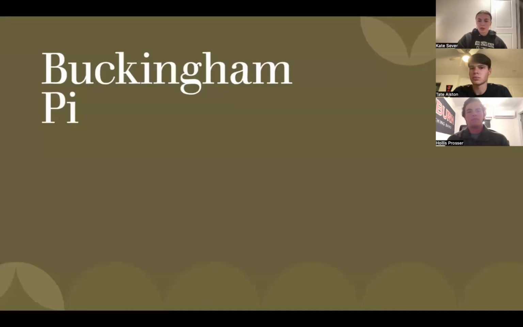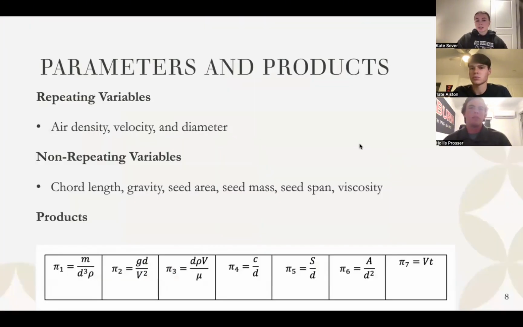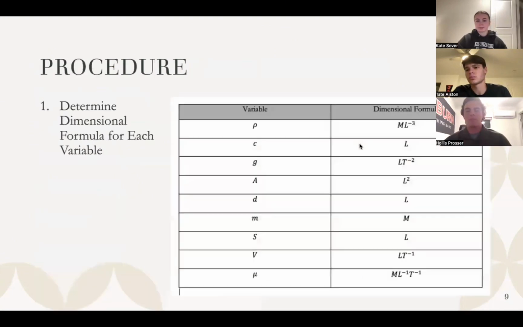A large portion of our experiment was based on Buckingham pi, because this is how we evaluate which variables actually affected the descent time. For our experiment, we used air density, velocity, and diameter to be our repeating variables, and our non-repeating variables were chord length, gravity, area, mass, span, and viscosity. This ended with these 6 pi terms, as well as that 7th dimensionless time parameter.